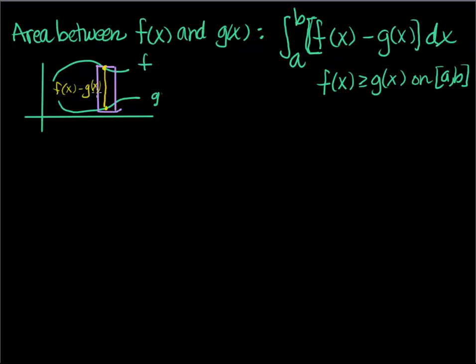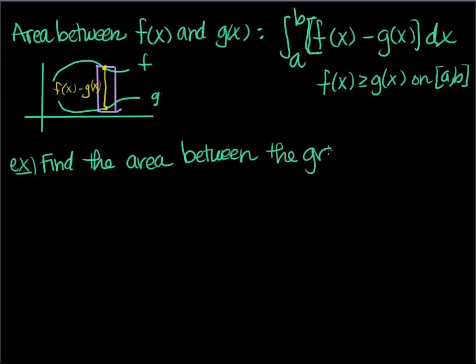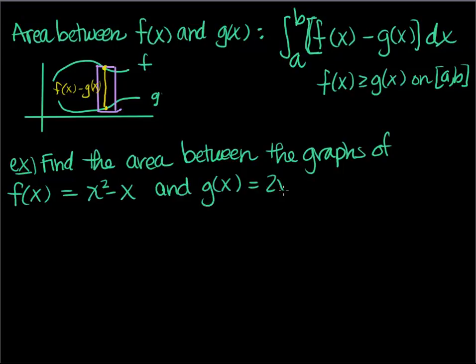So let me show you. I want to do an example. Well, we're at 17 minutes already. I just want to do 2 examples here. So let's find the area between the graphs of, so let f of x equal x squared minus x and g of x equal 2x over the interval.